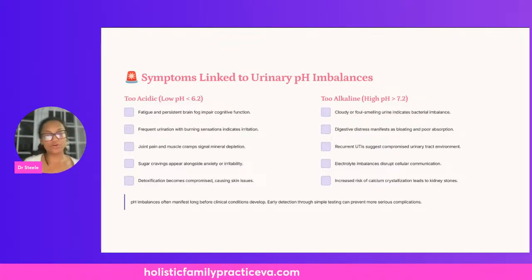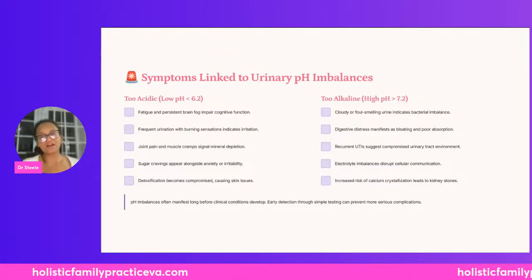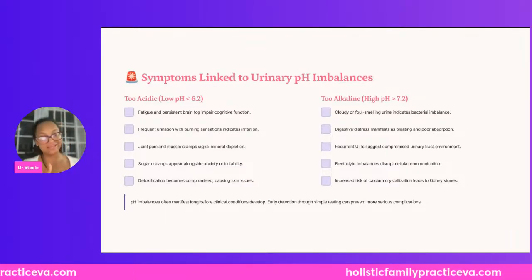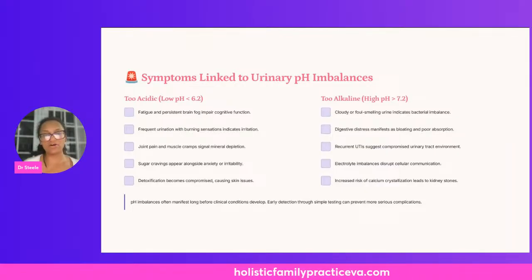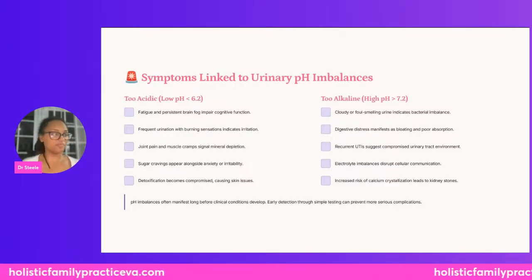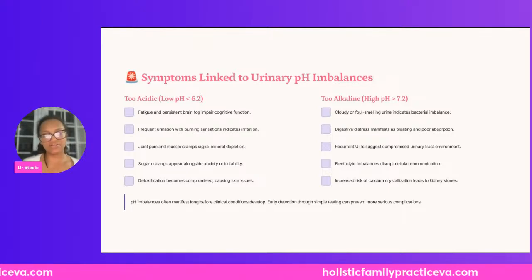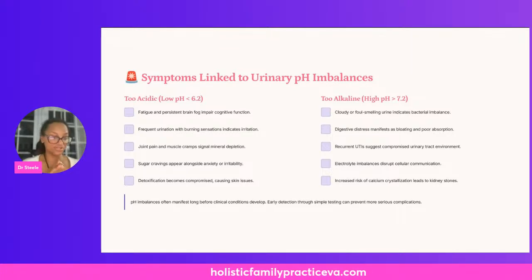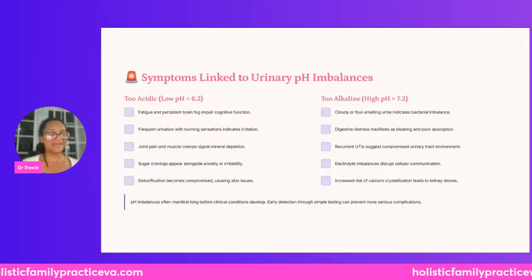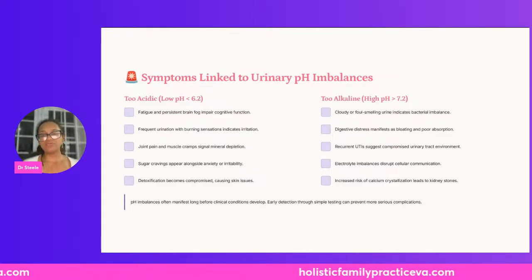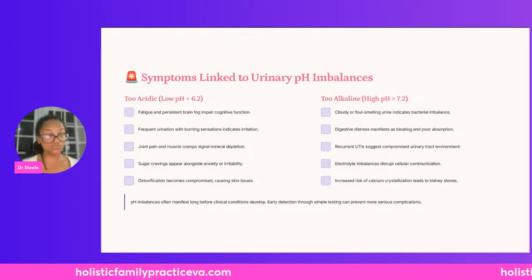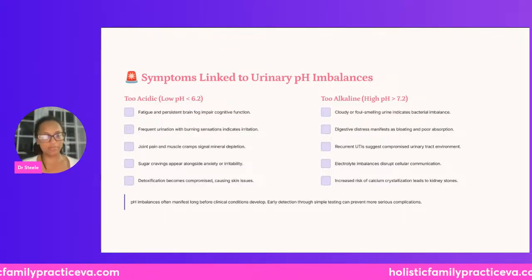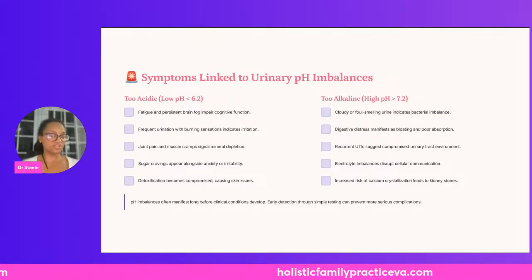Like we talked about, those recurrent UTIs really suggest a compromised urinary tract environment. Again, think about that as like a reservoir of drain off. Electrolyte imbalances. So again, you're not absorbing properly. So there's a lot of indication for electrolyte imbalances, which of course are going to disrupt your cellular communication because your cells need all of those key minerals and electrolytes for energy. Increased risk for calcium crystallization, which can lead to kidney stones within the kidneys. Very, very painful.